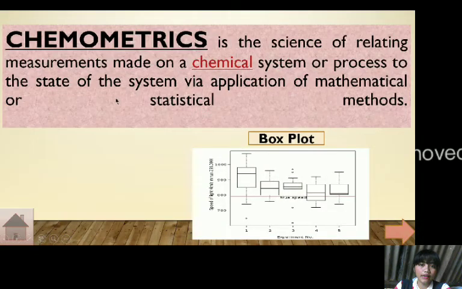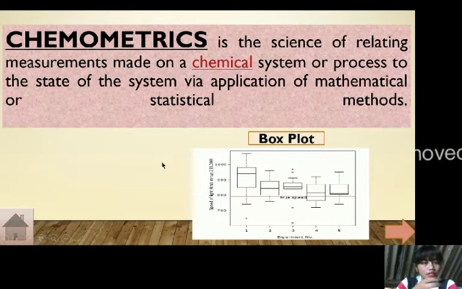So next we have chemometrics. What is the use of statistics in chemometrics? Let's first define chemometrics. Chemometrics is the science of relating measurements made on a chemical system or process to the state of the system via application of mathematical or statistical methods. It is the science of extracting information from chemical systems by data-driven means.